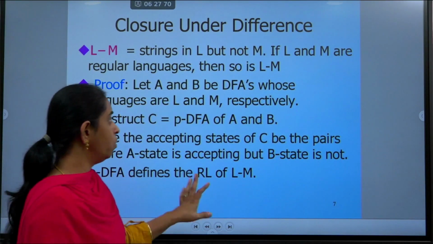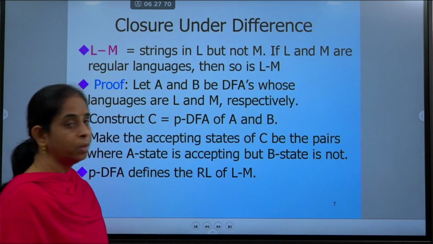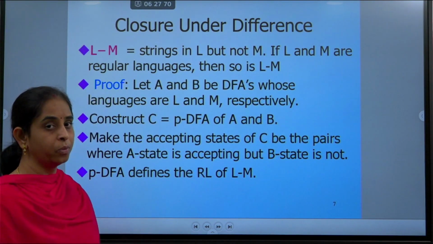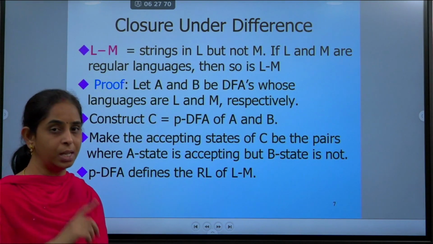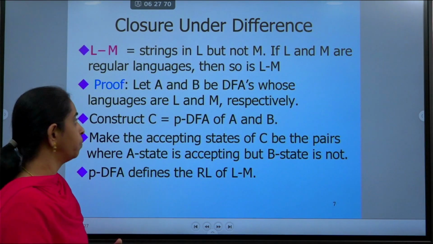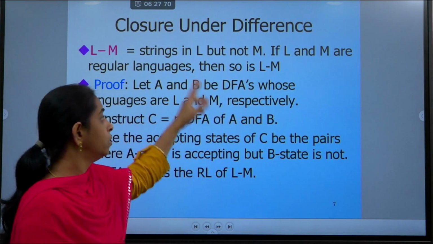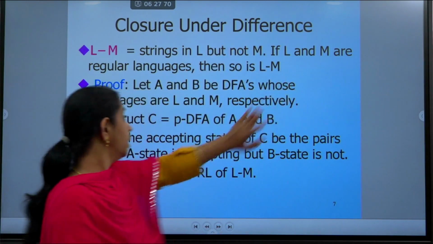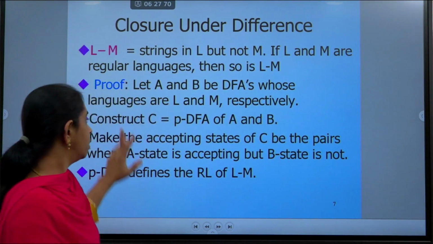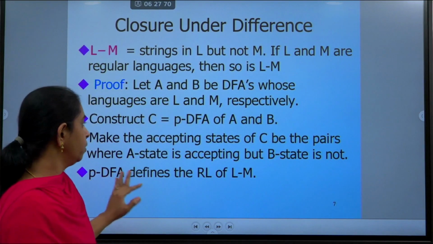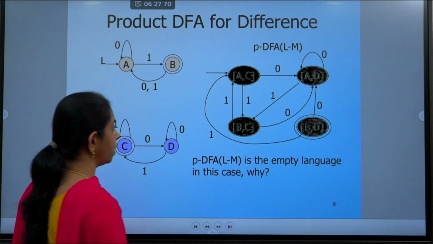Same like that we have the closure property of the difference. Here we have taken L and M as regular languages. When you apply the difference, we take the result as strings in L but not in M. So whenever L and M are two regular languages, we get the difference as L minus M. We will see the proof. First we will take the DFA of A and B, and we have to make the difference. So we will see the example of L minus M.